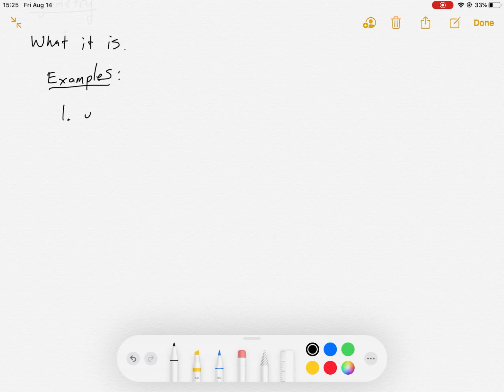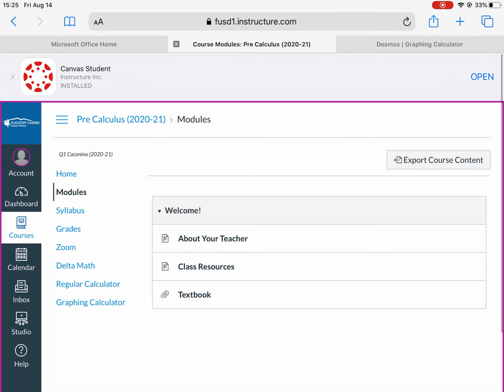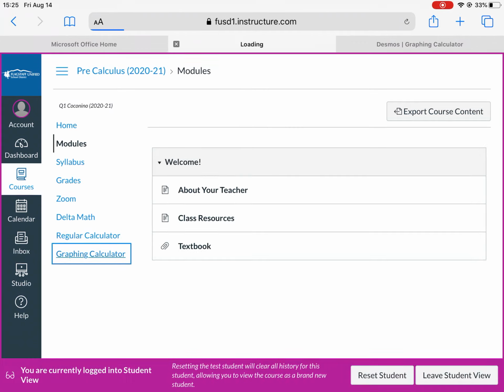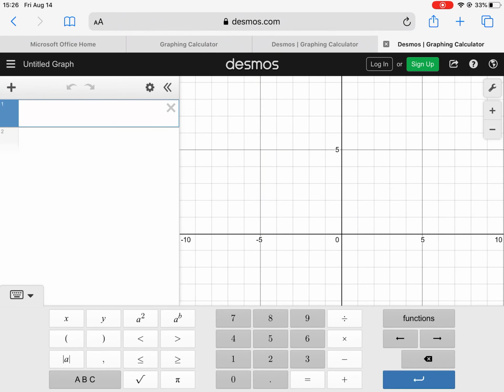So the first one is going to be this equation, y equals 2x squared plus 3. And I'm going to show you a graph. Now, I also want to use this as an opportunity to show you how the Desmos graphing calculator might work. So I'm going to switch over to our Canvas course. And on the left-hand side here, you should see a button called Graphing Calculator. I'm going to click on that, open that in a new tab. So if you'd like to follow along, this is where you could do it.